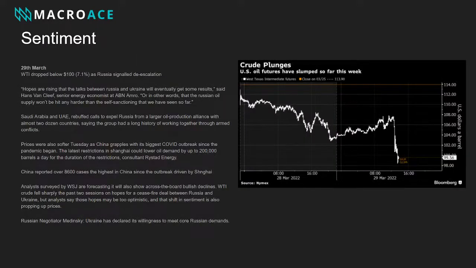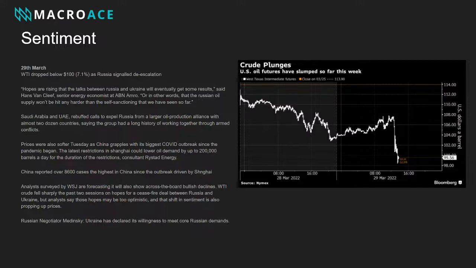But one thing to bear in mind, so yesterday, we had seen WTI crude oil drop below $100 a barrel, or about 7.1%, as Russia signaled de-escalation. According to ABN AMRO, hopes are rising that the talks between Russia and Ukraine will eventually get some results, according to their senior energy economist. Or, in other words, that Russian oil supply won't be hit any harder than the self-sanctioning that we have seen so far.